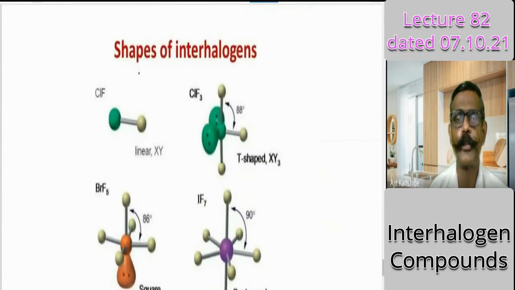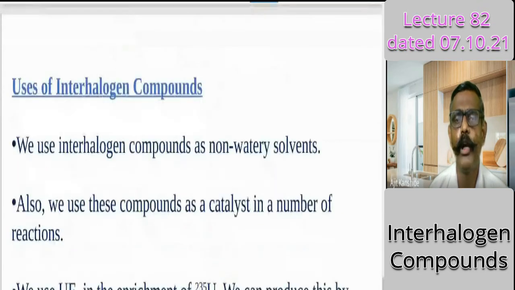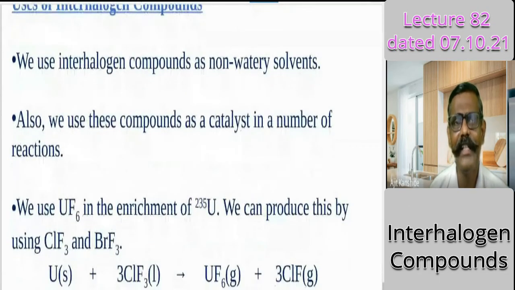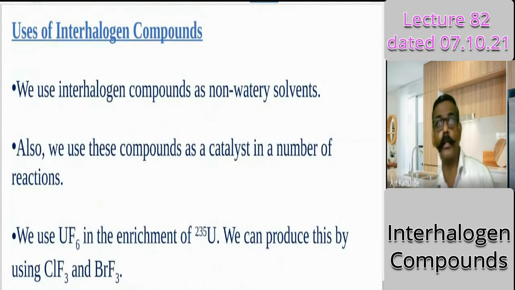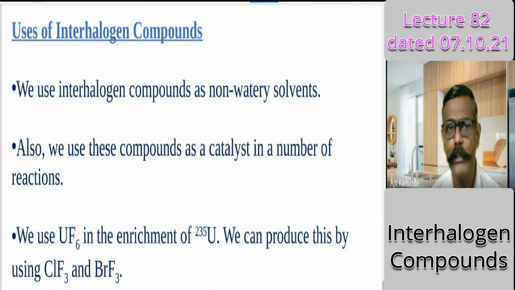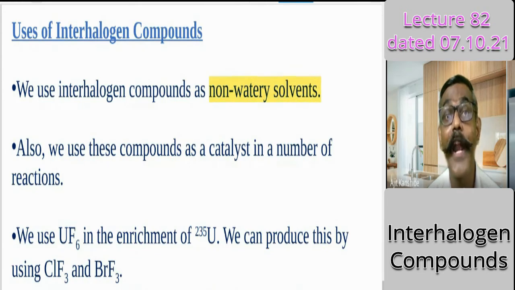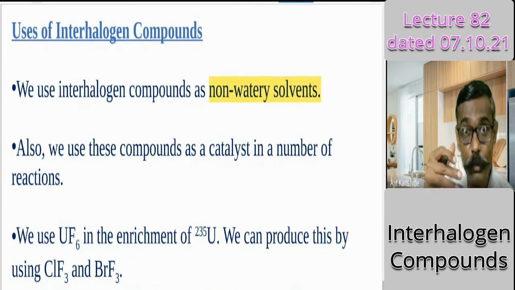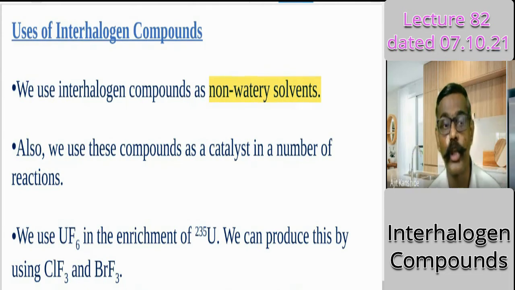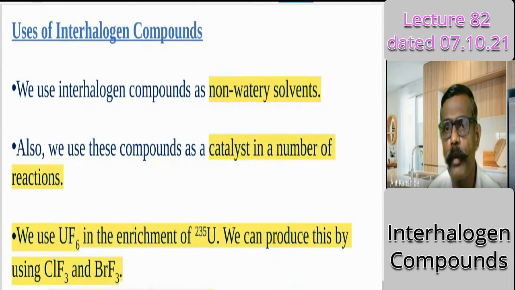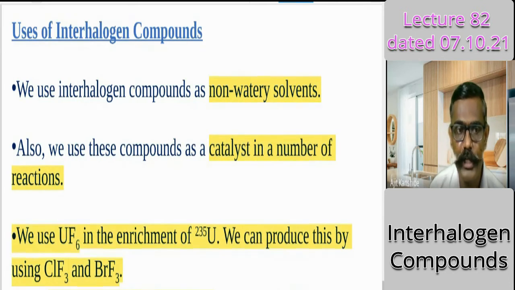Now, shapes of all interhalogen compounds I want to discuss next time. Firstly, let me go through the uses of these interhalogen compounds. It is not a part of the syllabus thoroughly, but shortly we will go. It is important. These interhalogen compounds are non-aqueous solvents. As we use water as a solvent, likewise IF7 or ClF3 we can use as a solvent. These work as a catalyst for many reactions. Here, in industrial application, UF6 can be produced.